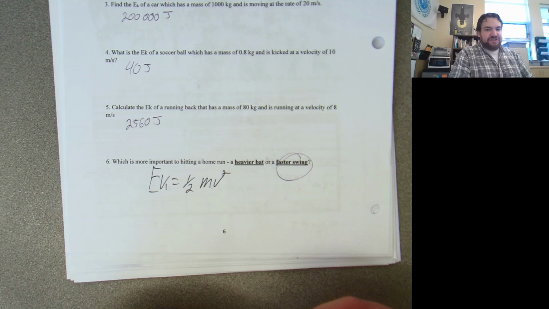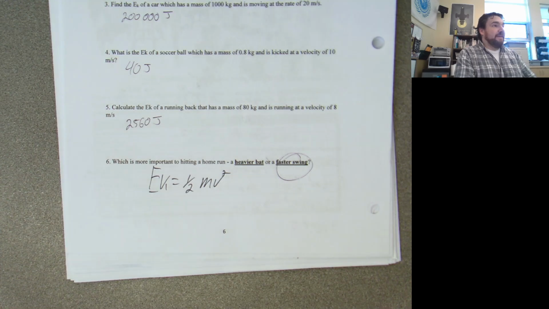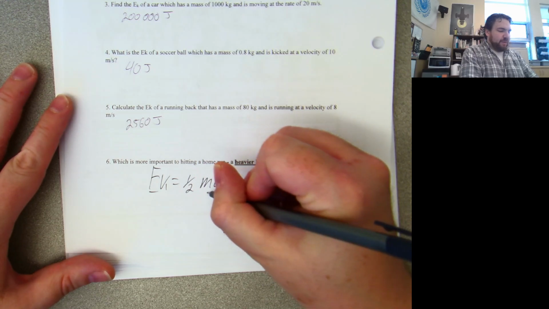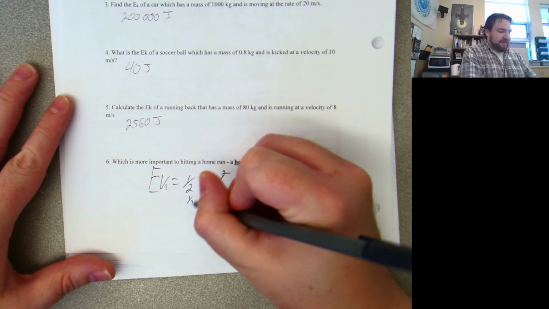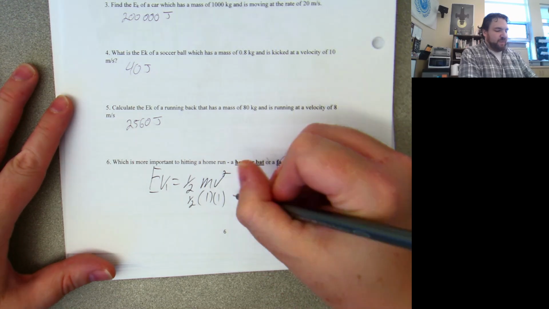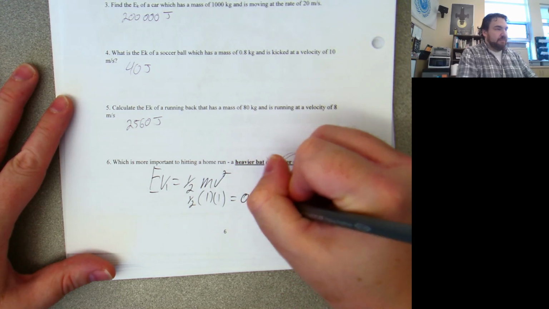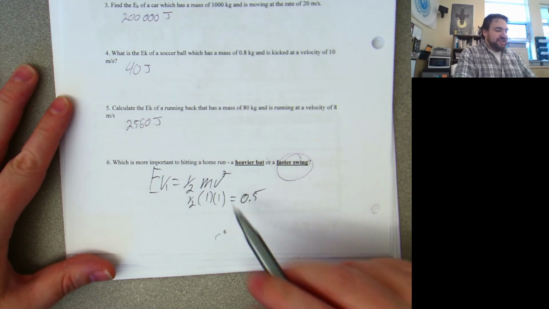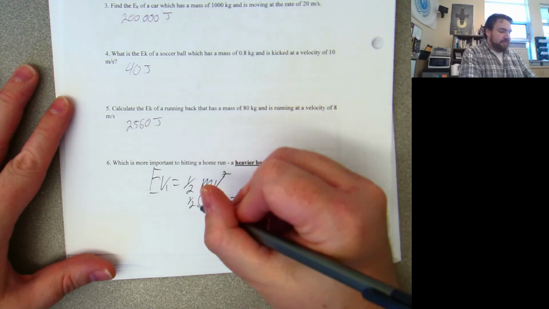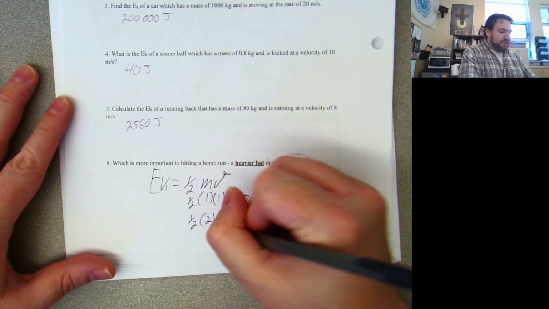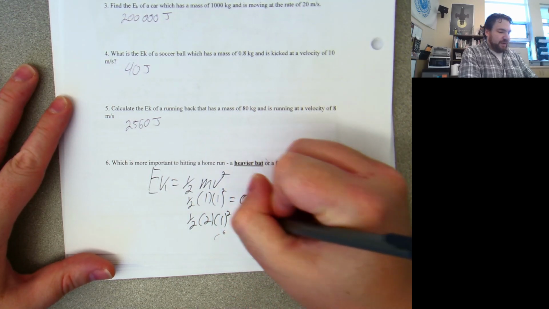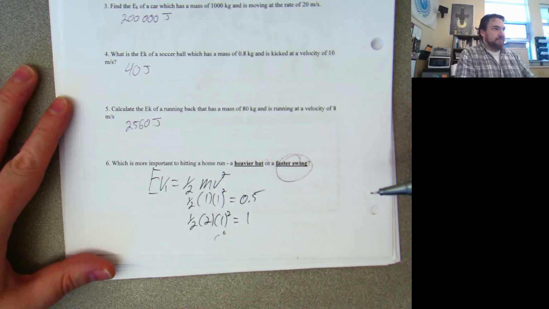Let's see what the effects are of changing. So if I pick some numbers at random, I'll pick some nice easy numbers. If I make the mass 1 and the velocity 1, it's going to be 1/2 times 1 times 1, which is 1/2. If I change the mass to 2 and leave the velocity as 1, it's going to be 1/2 times 2 times 1 squared, which is going to be 1.